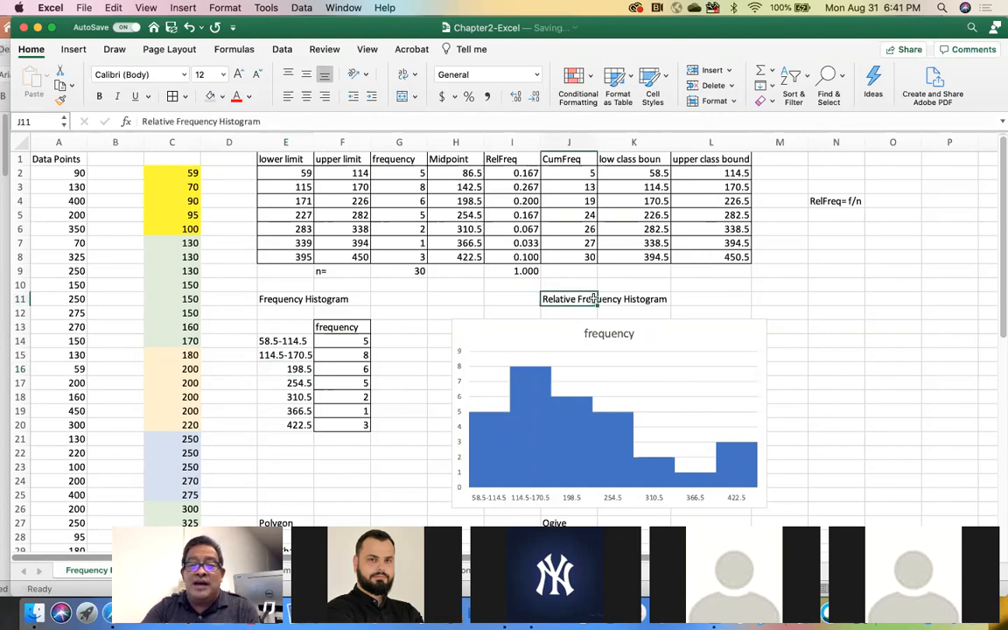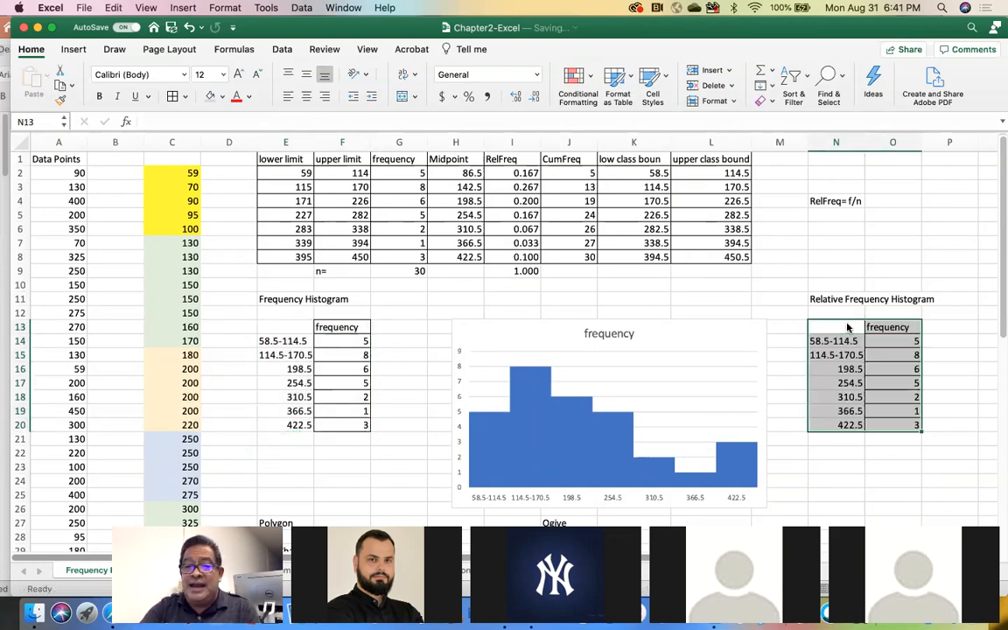So in this case, let me copy and paste this information here. I'm going to paste it because it's already data. Let me go back and say 86.5 and 142.5, right? And here, instead of using the frequency, I'm going to use the relative frequency, right?